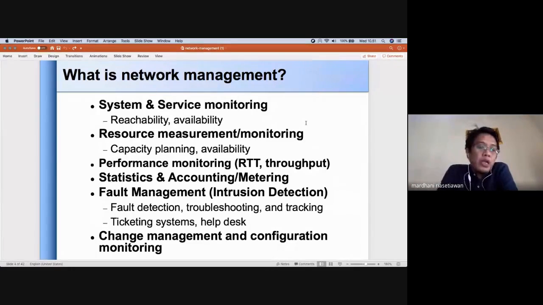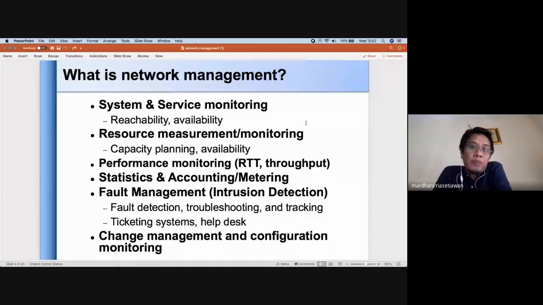And then the second is resource measurement or monitoring. We need to have numbers that show our capacity on the resources, especially the network resources. For example, how much capacity our Wi-Fi node has in one place and another place, and then we compare it with the users connected through that Wi-Fi node. If the Wi-Fi node is not sufficient from the perspective of resources, we need to add something there. So we need to have that information in network management.